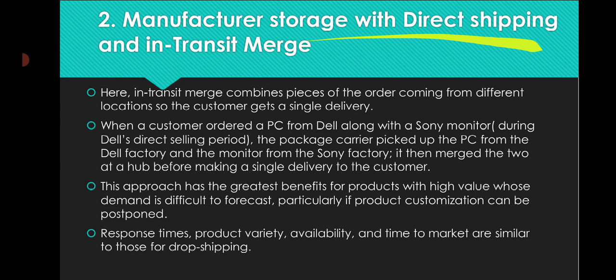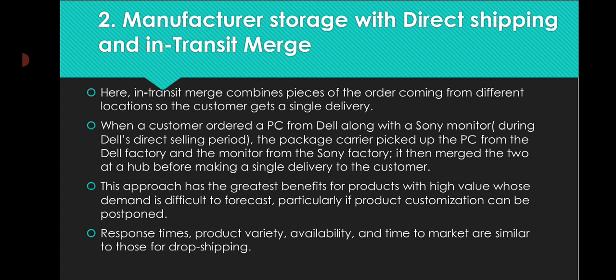Manufacturer storage with direct shipping and in-transit merge. Here, in-transit merge combines pieces of the order coming from different locations so that the customer gets a single delivery. When a customer ordered a PC from Dell along with a Sony monitor, during Dell's direct selling period, the package carrier picked up the PC from the Dell factory and the monitor from the Sony factory, then merged the two at a hub before making a single delivery to the customer.